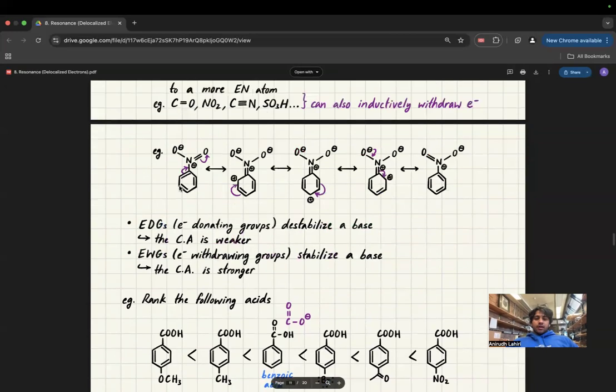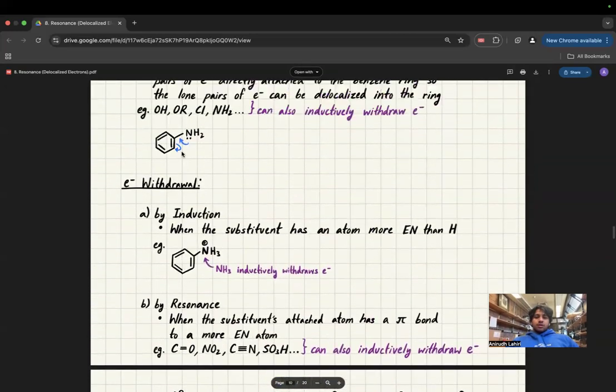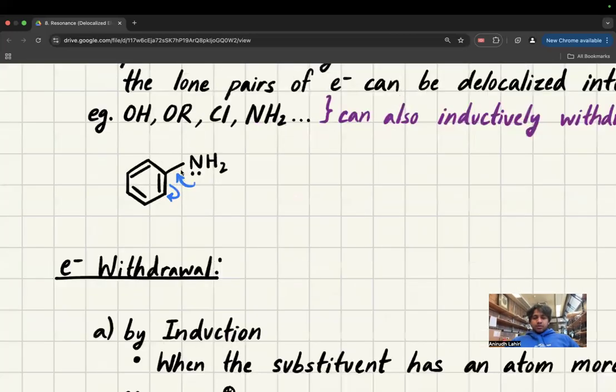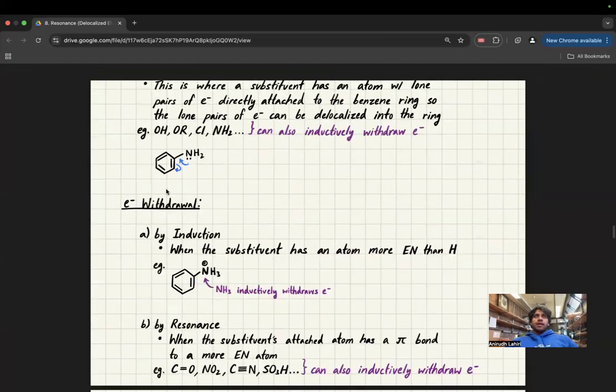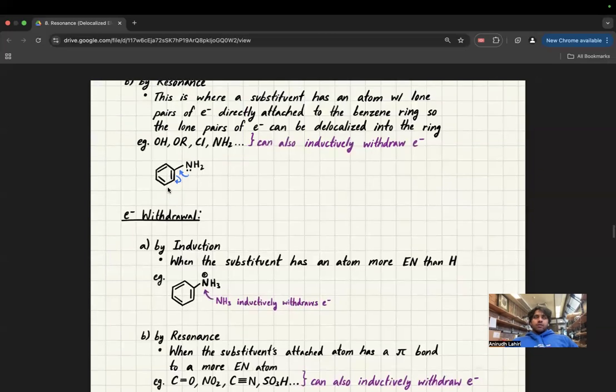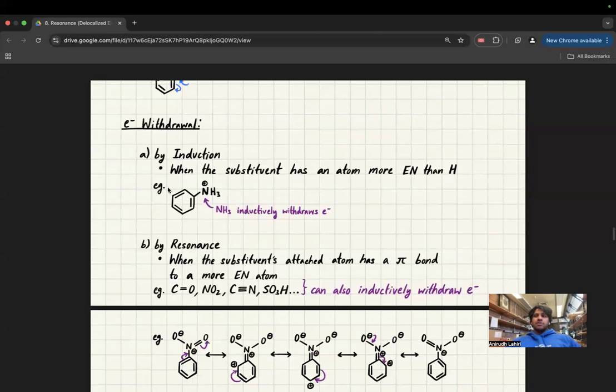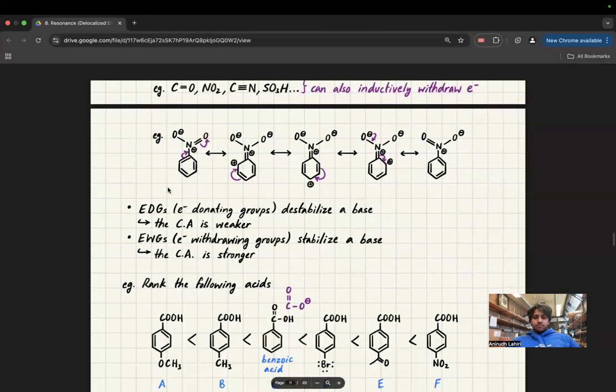You can see here the nitrogen with its lone pair. Technically it's an inductive withdrawal, right? Because this is more electronegative than this, but the resonance effect will outshine the withdrawing effect. So you can assume that if you have resonance and inductive effects, resonance will almost always win. The only time induction really matters is when you don't have resonance.